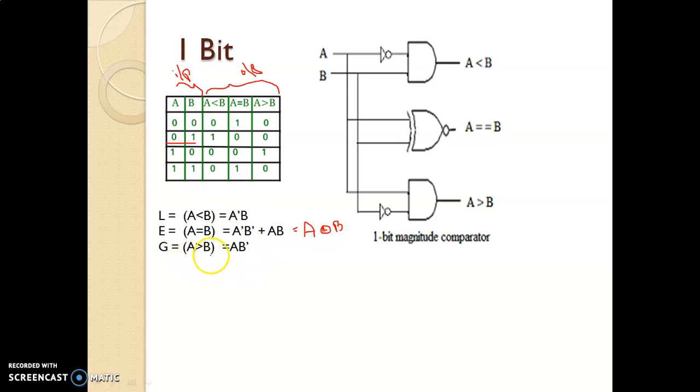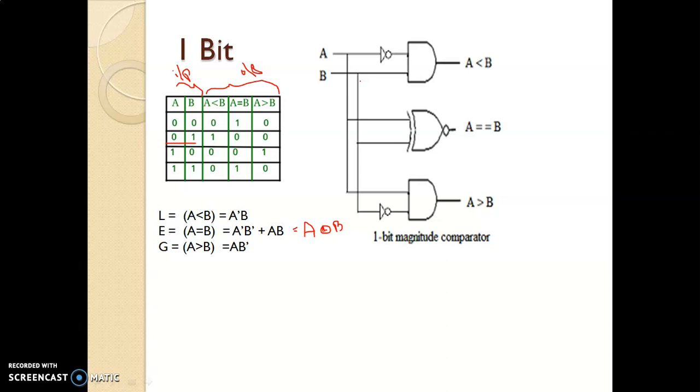Now G is A greater than B, that is A B bar. So this is how you are implementing this 1-bit magnitude comparator. Now we can see how we are going to implement or design 2-bit magnitude comparators.